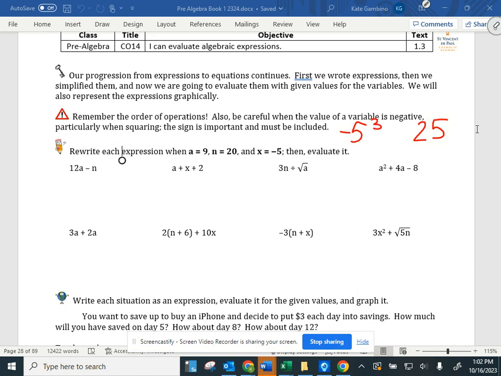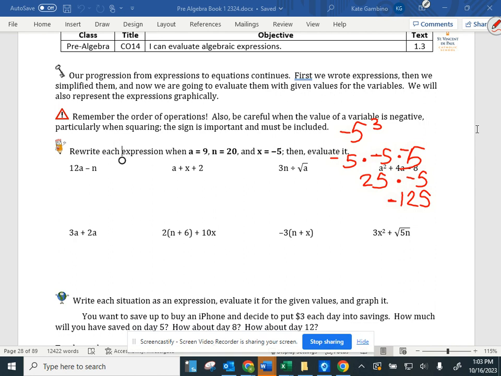If it was -5 to the third, what would my expanded form look like? -5 times -5 times -5. So I would have negative times a negative, which would be a positive 25 times a -5. So now my answer is going to be a negative 125. Because negative times negative is positive, and positive times that negative gave me a negative answer. So when you're using exponents, you have to think about what you are multiplying through.